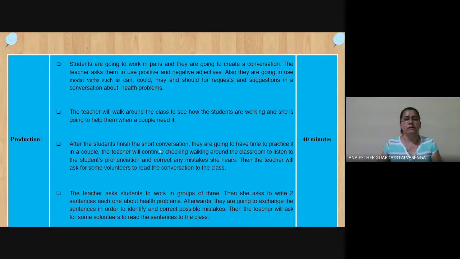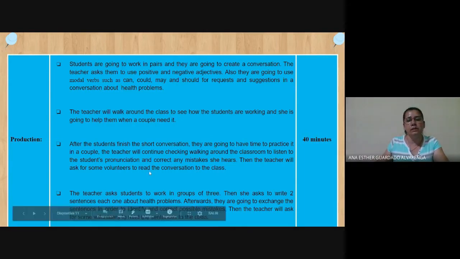After the students finish the conversation, they are going to have time to practice it in pairs. The teacher is also going to walk around, check that the students are practicing, listen to the students' pronunciation, and correct any mistakes she hears. Then the teacher will ask for some volunteers to read the conversation to the class.